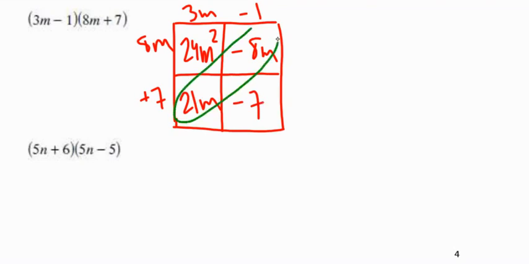So these are my like terms that I need to combine. So I have 24m squared, and a 21m combined with a negative 8m. You could view that like 21 minus 8 will give us what, 13.